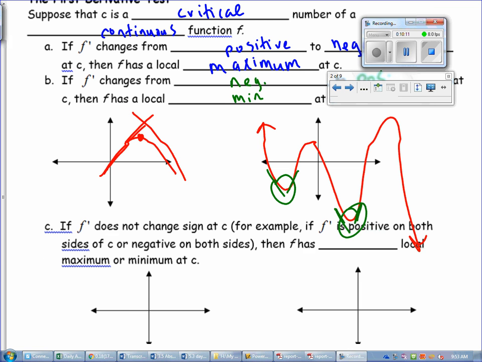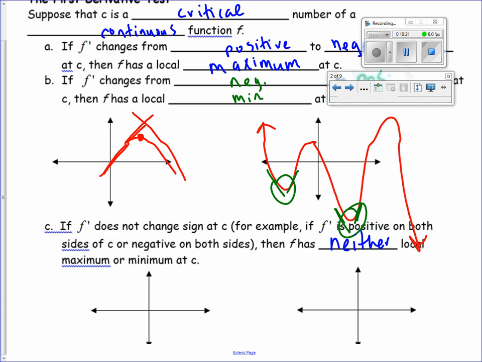So part C says, what happens if f prime does not change sign? So it's positive on both sides or negative on both sides. Then it's neither. It's not a local max or a local min. So a quick picture of what that might look like. You could have a positive derivative, you could hit 0, and then you could still have a positive derivative. Does everyone see that? Right here, the derivative is 0, but it's positive there and positive there. So that's an example. It's a critical point, but it's not a max or a min.